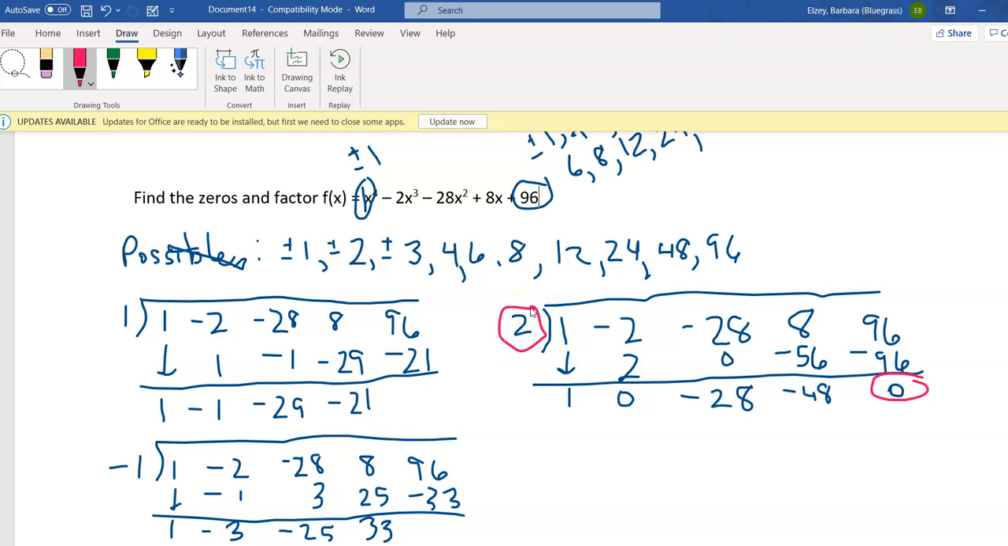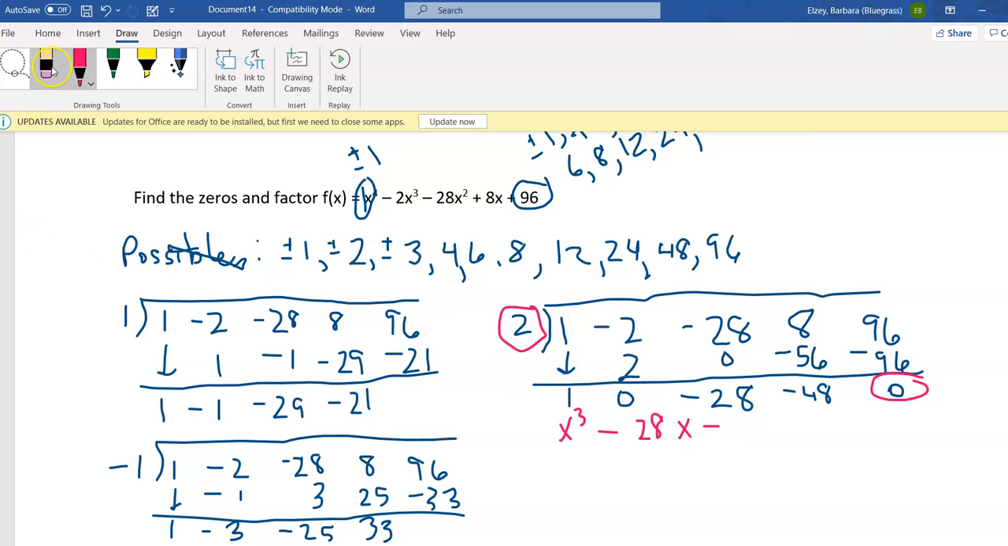Now, let's write down what we have left. We started with an x to the 4th. We now have 1x to the 3rd. This is a 0x squared, so we don't need to write a 0 in front of x squared. But we have a negative 28x. Careful that you don't call it x squared, because the x squared was with the 0. And then we have a negative 48.